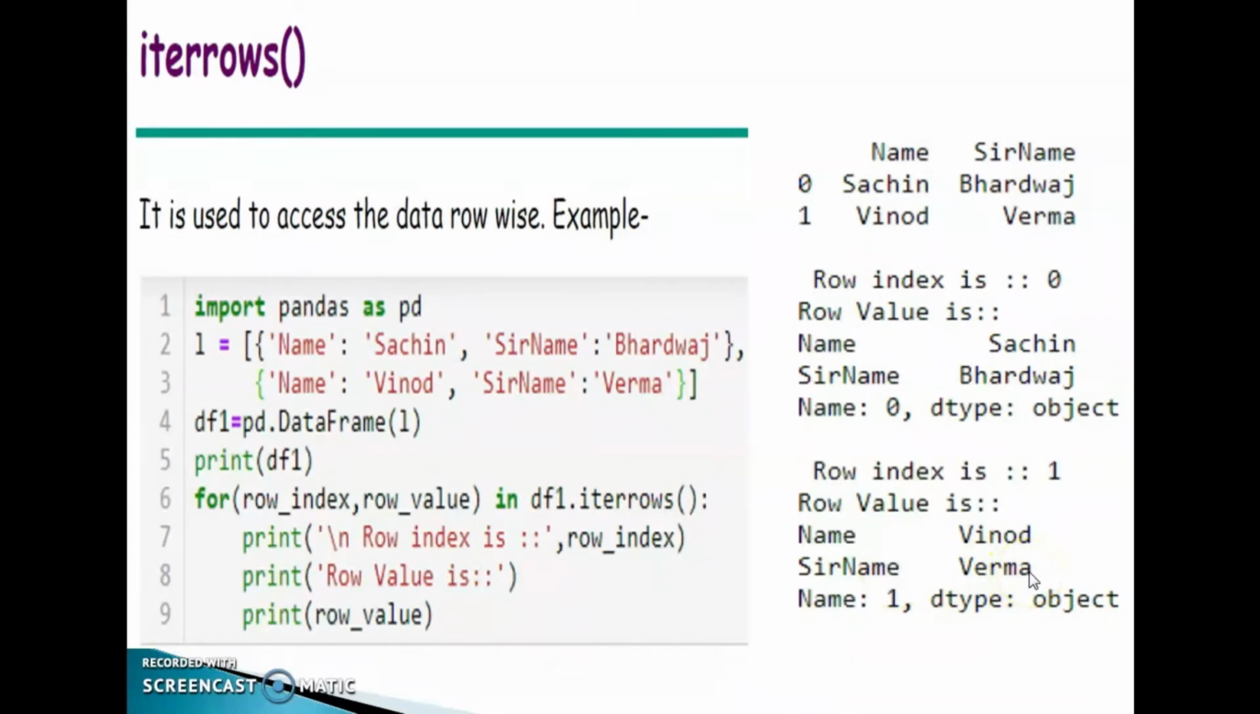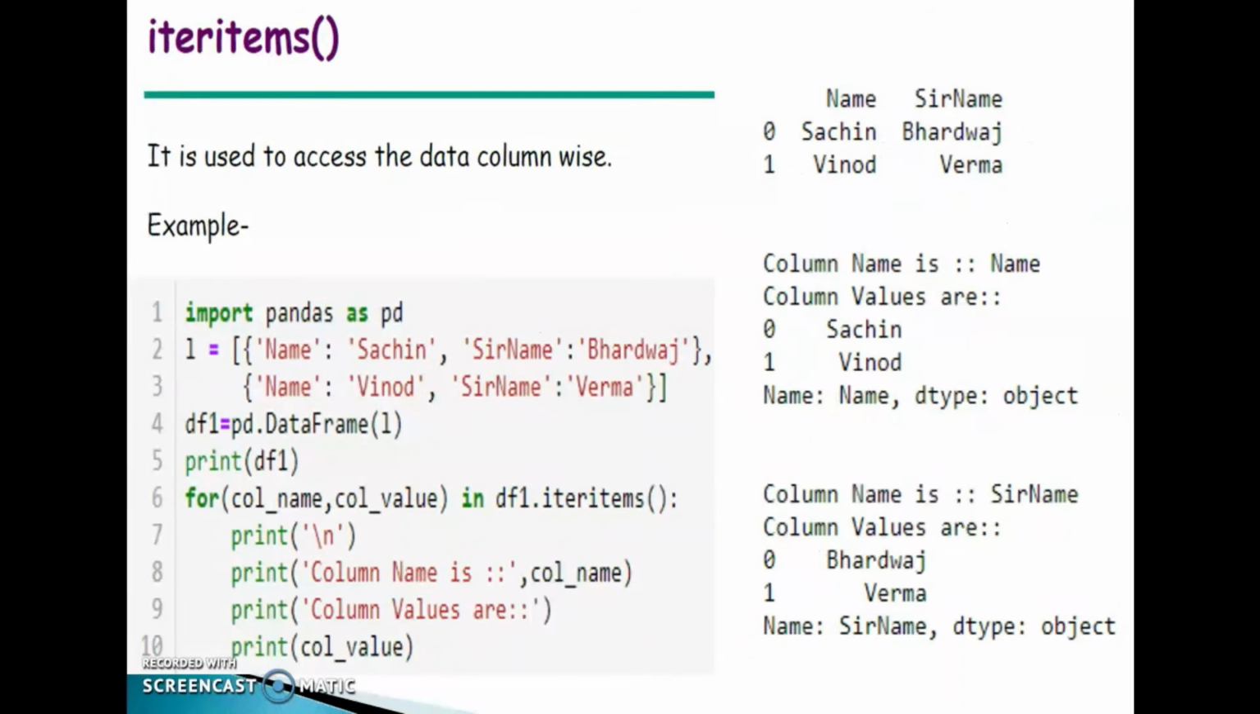Clear this one? Then the next is iter items. What is this iter items? It is used to access the data column wise. We need the data column wise, so we can use this iter items function. Clear? By using the iter items function, we can access the data from this data frame column wise. Check this one. Import pandas as pd. L is equal to name Sachin, surname Bharadwaj, name Vinod, surname Verma.